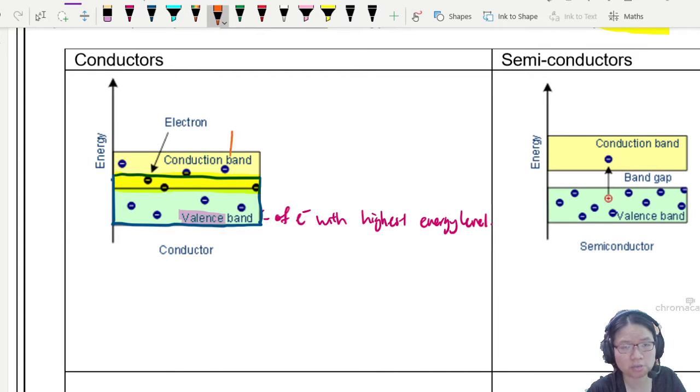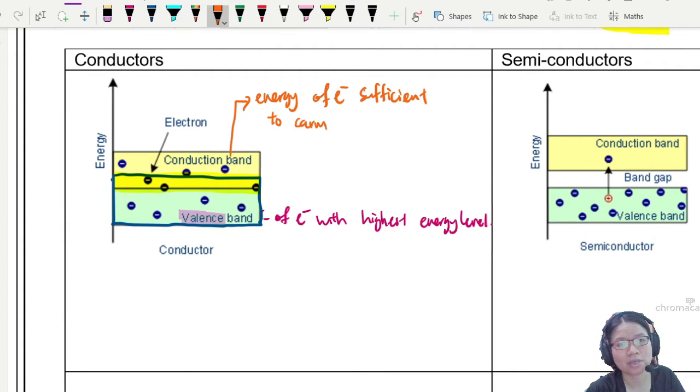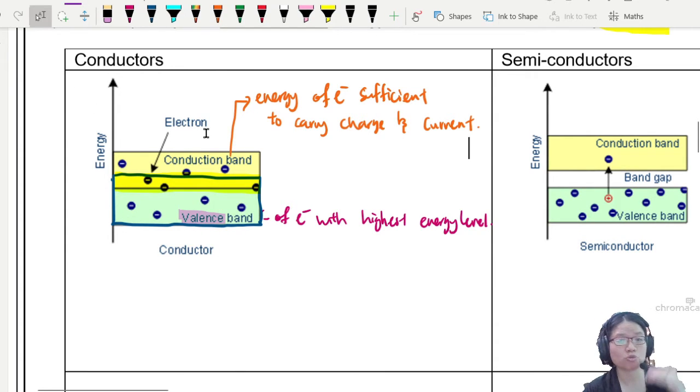But what is conduction band? Conduction band is the energy of the electron which are mobile enough, that means you have enough energy to carry charge and current. So for a metal, it's very straightforward. I don't need the conduction band to be so high.